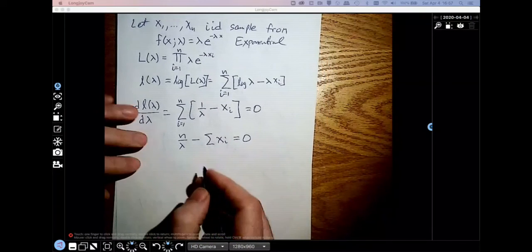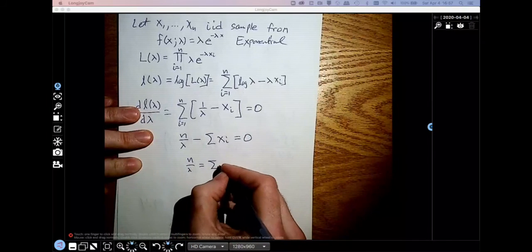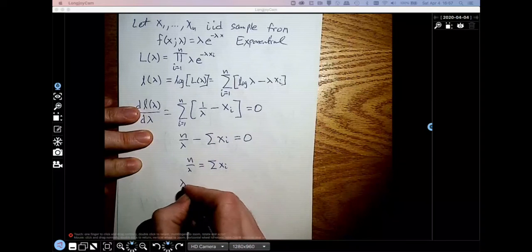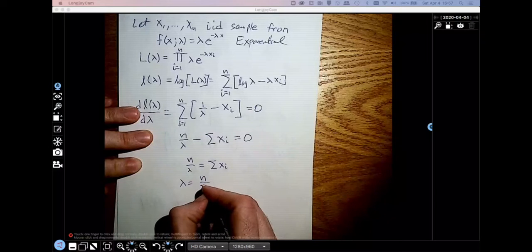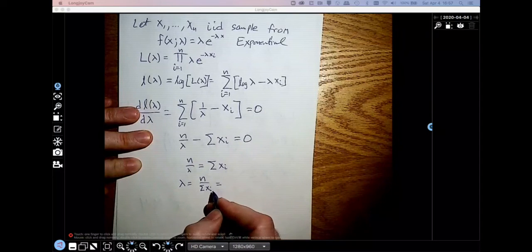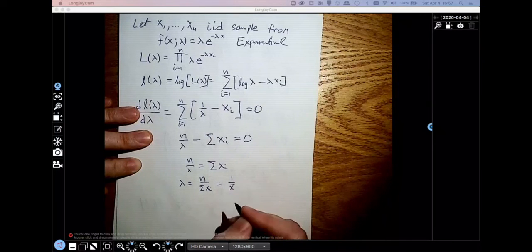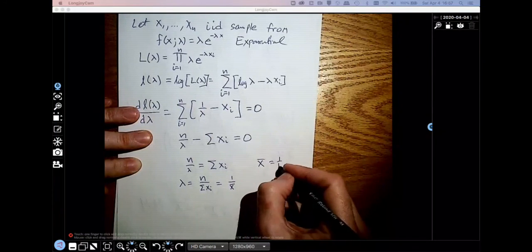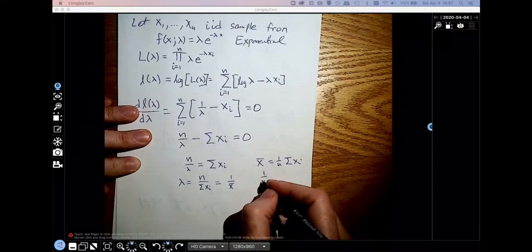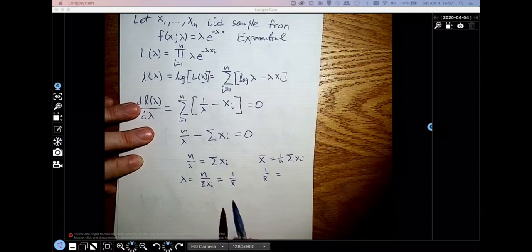So n over lambda has to equal the sum of my xi's. Therefore, lambda is equal to n over the sum of xi's. But notice this is really 1 over x bar. So what's x bar? X bar is 1 over n times the sum of xi's. 1 over x bar then would of course be this expression. So it's just 1 over the sample mean.